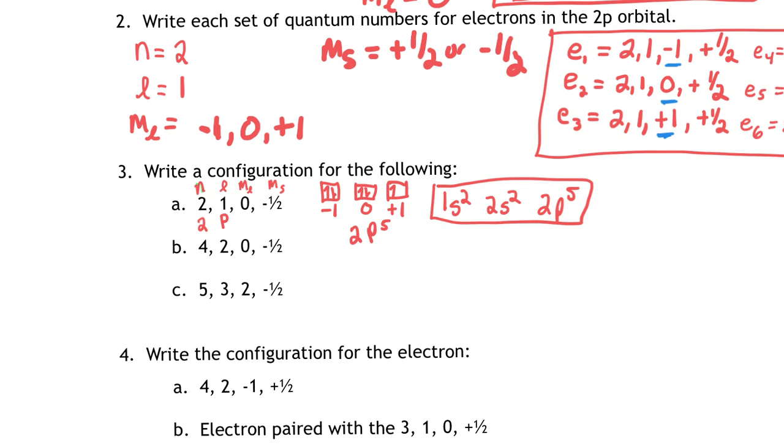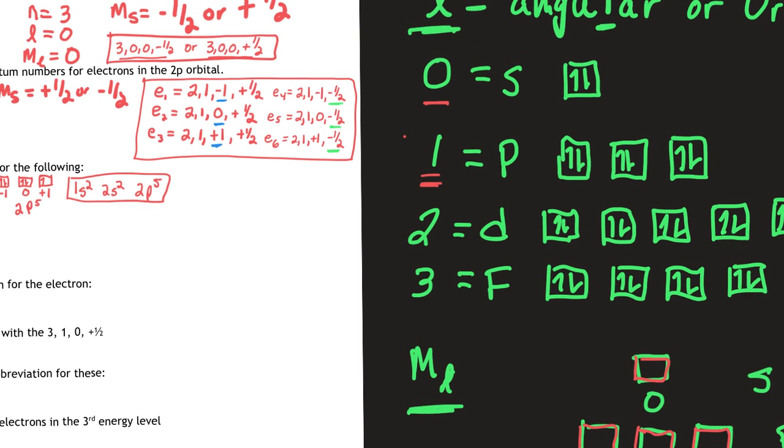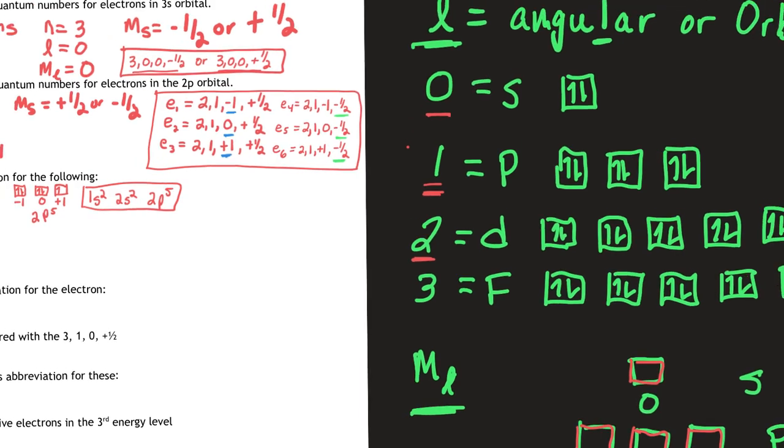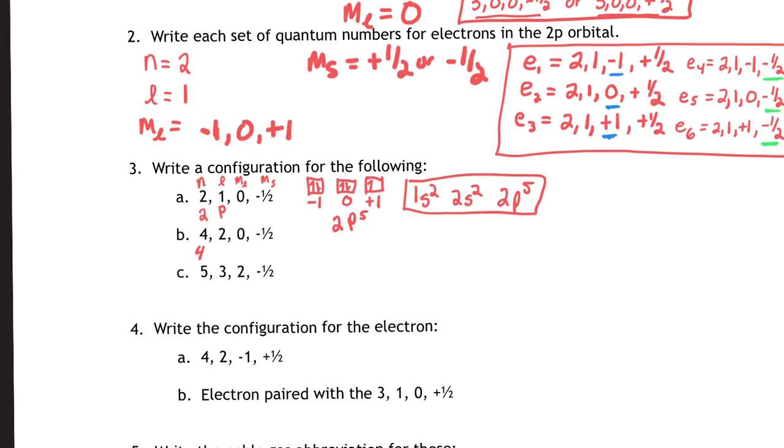I'm in the 4th energy level. My L, or my orbital, is a 2. 2 is the D orbital. So I'm going to write down that that's D. And then I'm going to draw my pictures. So the D orbital has 5. Zero, -1, -2, +1, +2.